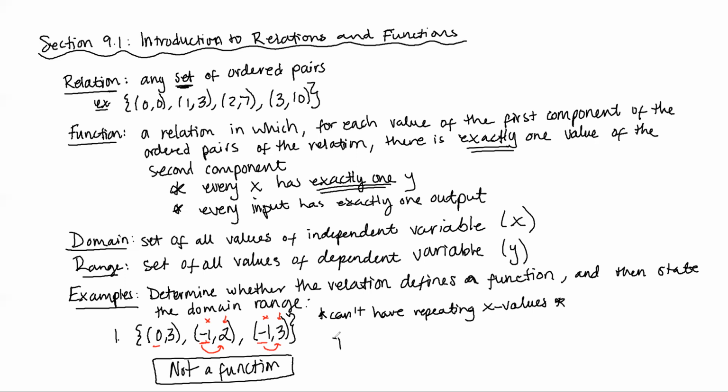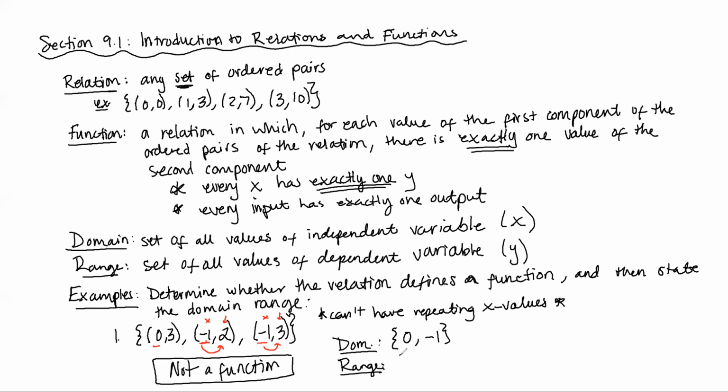All right, now let's find the domain and the range. So the domain is the set of all of the x values. So now all we're going to do is list out the x values. So I'm going to use curly brackets. We have a 0, a -1, and a -1. We don't want to write any doubles, so we're just going to have 0 and -1.